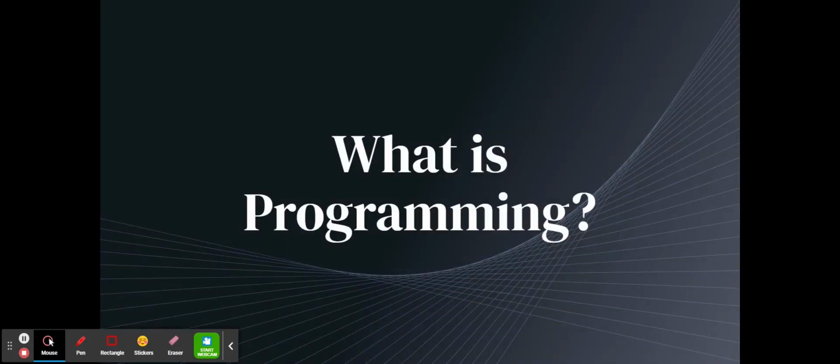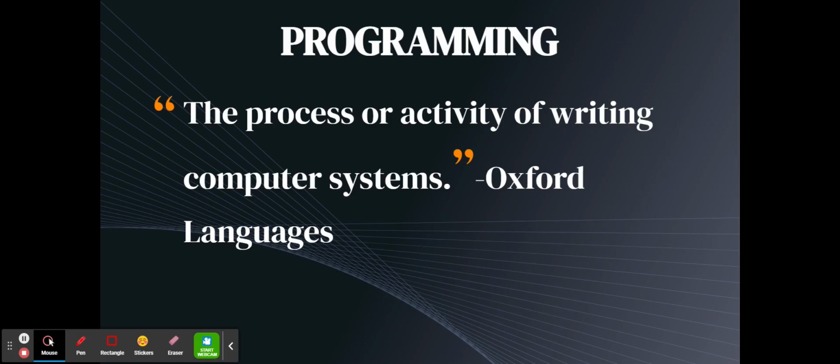So what is programming? According to Oxford Languages, the process or activity of writing computer systems. But in the context of FTC, programming either happens concurrently with the building of your robot or afterwards. It is a step of the engineering design process. And yet it is very important because, well, without programs, you're not going to get your robot anywhere.